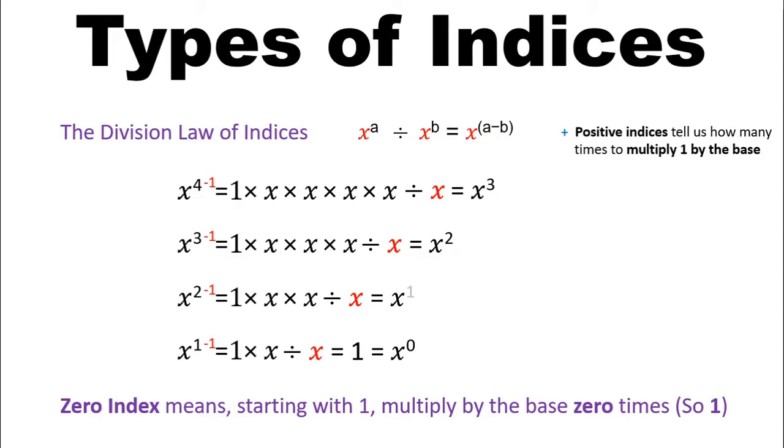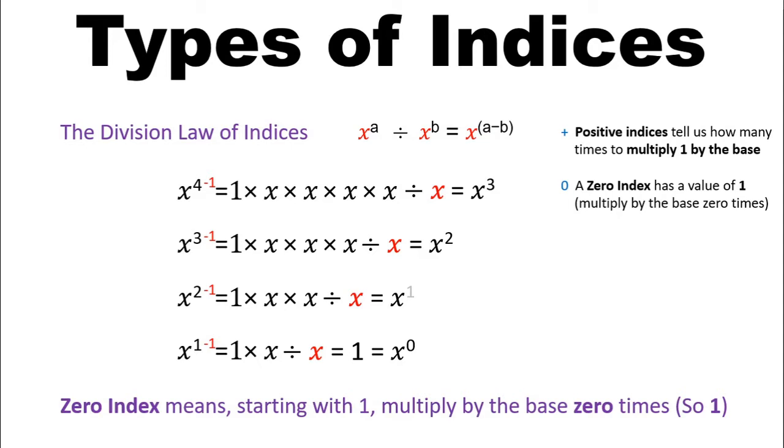Indices are not just the number of times you multiply the base by itself. Indices are the number of times you need to multiply 1 by the base value. As you can see, by putting 1 times any of these expressions, I do not change the result. But it does help me to explain why x to the power of 0 is 1 and not 0. You're going to want to write these notes down about positive indices and the 0 index.